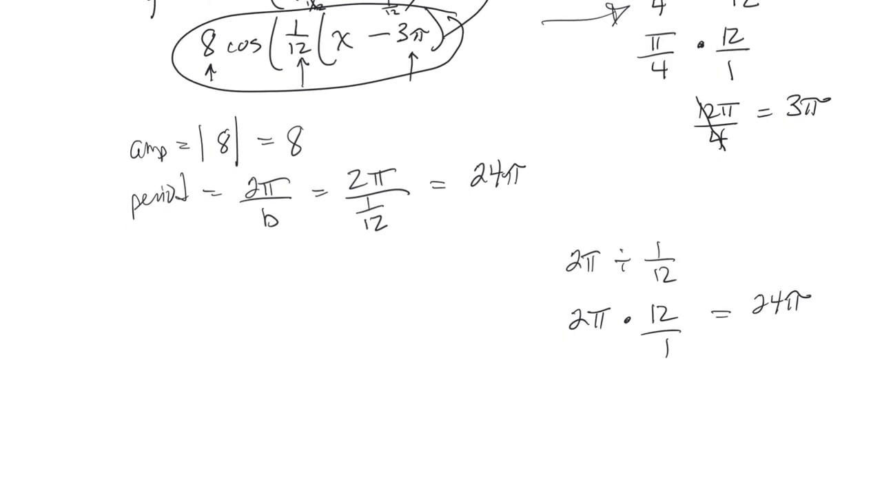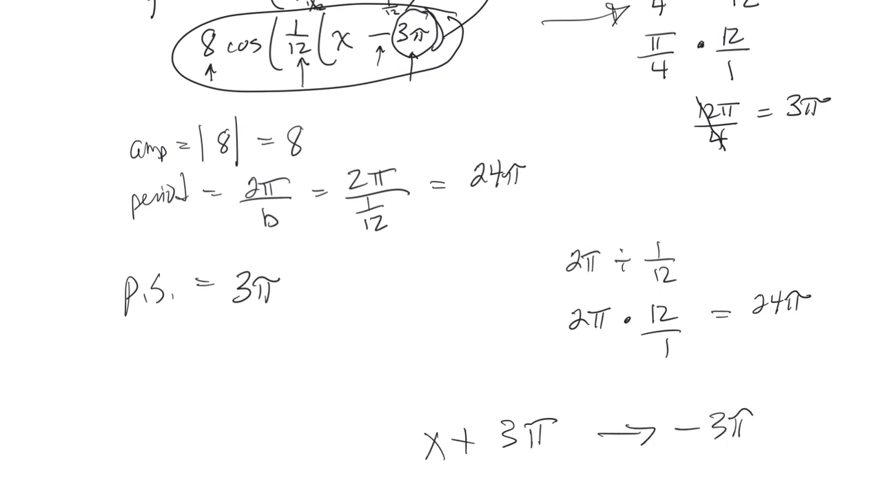The phase shift. So the phase shift is just simply going to be, once I have that factored out, this number right there. So it'll just be 3 pi. Notice I changed the sign there. If that would have been x plus 3 pi, then for the phase shift, I would have put in a minus 3 pi. All right, hopefully that helps you with that question.